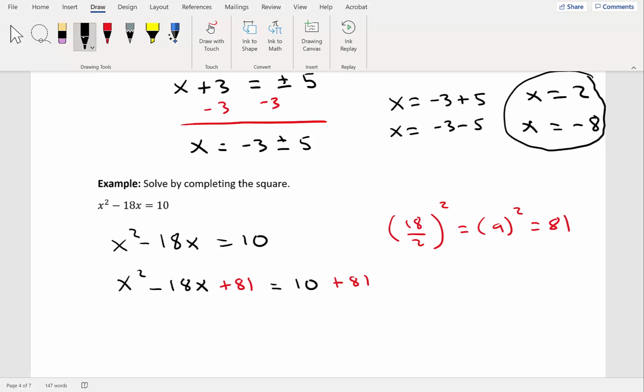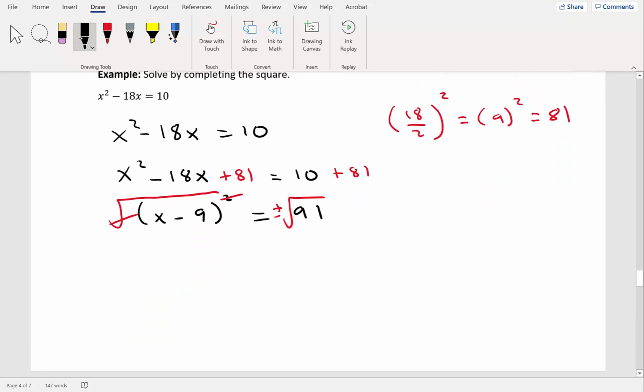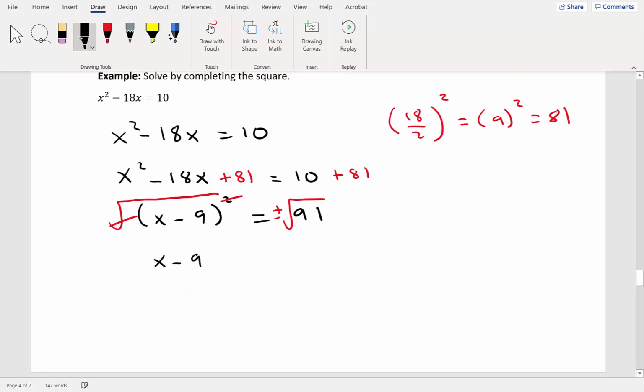Now when we factor the left-hand side, I have x minus 9 raised to the second power. So it would be x minus 9 times x minus 9, but I can rewrite that as x minus 9 to the second. Then I have equal to 10 plus 81, which gives me 91. Now I have it in the form that I want, so I can go ahead and take the square root of both sides. The square root and second power cancel out. I have x minus 9 is equal to plus or minus the square root of 91.